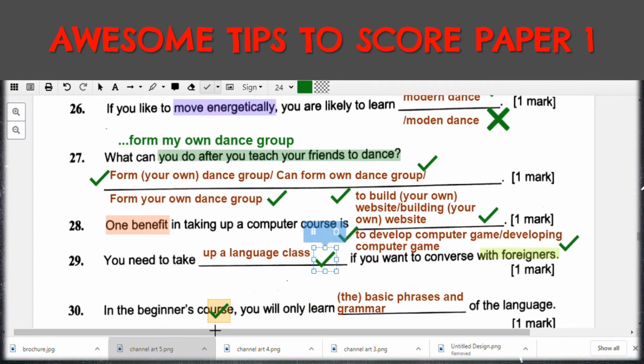In the beginner's course, you will only learn the basic phrases and grammar of the language. So 1, 2, 3, 4, 5. The is optional. If you don't write the, 1, 2, 3, 4 words, it still can be accepted. If you write the, it's okay. 1, 2, 3, 4, 5, 5 words. So this one can be accepted.